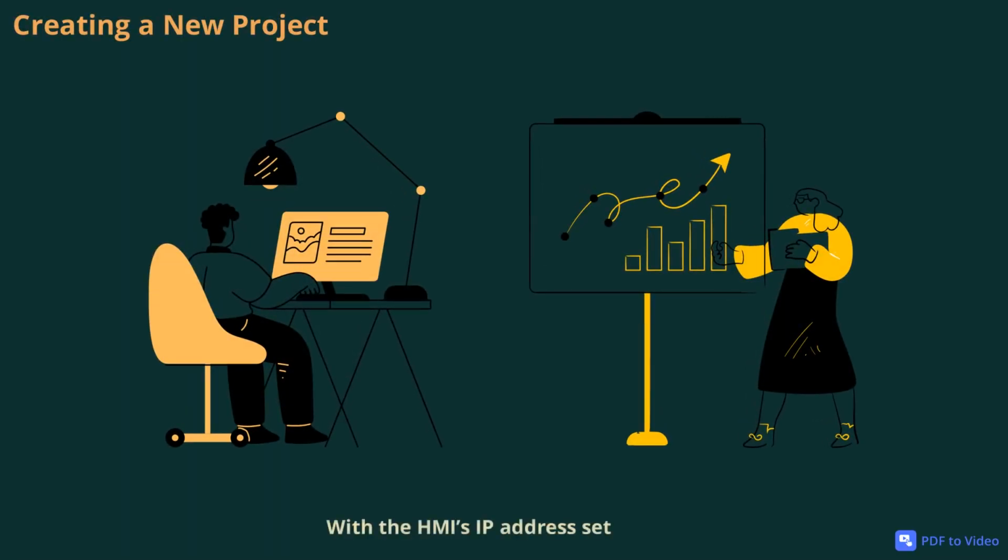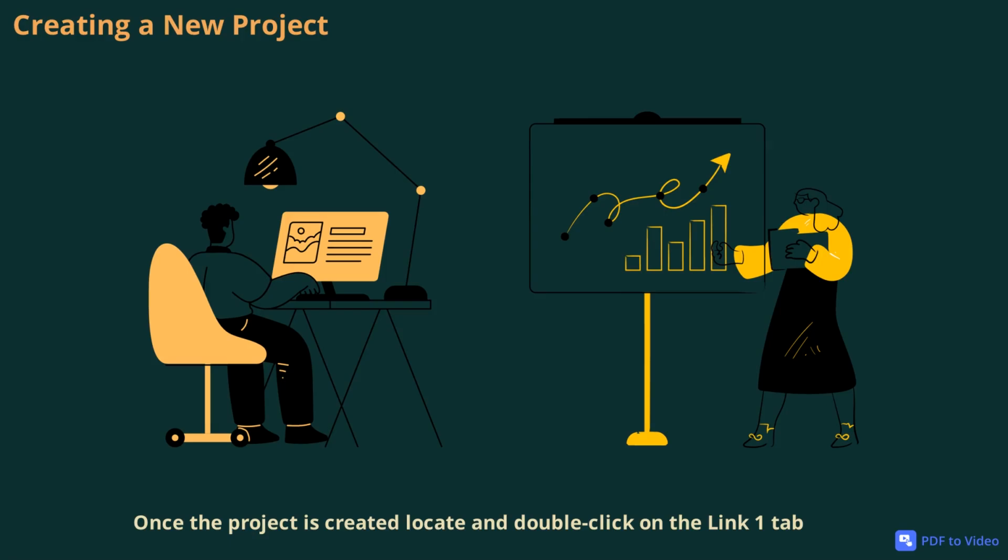With the HMI's IP address set, it's time to move to the HMI software on your computer. Open the software and create a new project. This project will serve as the workspace for configuring communication links and device parameters. Once the project is created, locate and double-click on the Link1 tab. This is where you'll define the connection between your HMI and the external device, setting the stage for seamless data exchange.